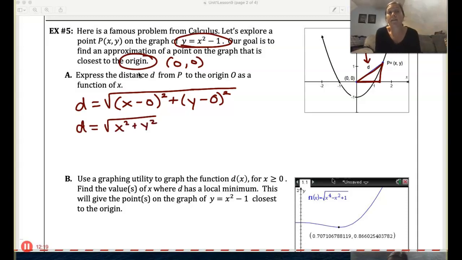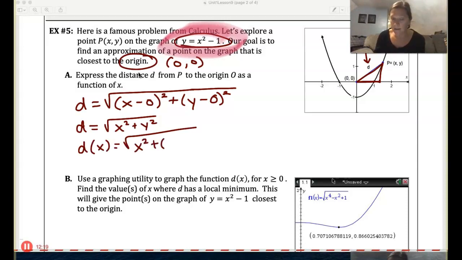Okay, so now we got to express the distance d from P to the origin as a function of x. Well, right now I have y in there. I need to turn that y into an x. Well, remember up here, we said y is equal to x squared minus 1. So let's go ahead and put that in. So d in terms of x is going to be equal to the square root of x squared plus, now let's substitute in our y, x squared minus 1 squared.